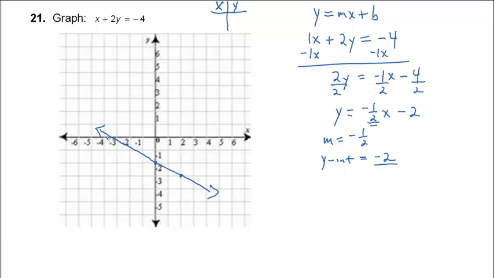So graphing x plus 2y equals -4, put it in slope-intercept form, plot your points, and draw your line.